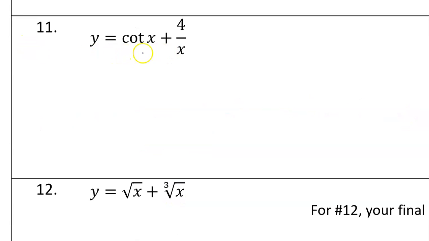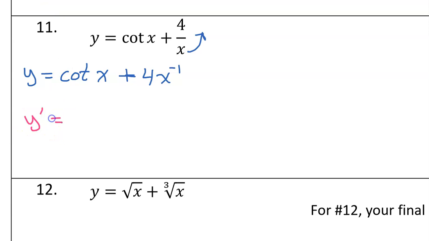I'm going to rewrite this a tiny bit before I take the derivative. So y equals cotangent x plus 4x to the negative 1 power. I just brought this out of the denominator. Now I will find the derivative y prime.